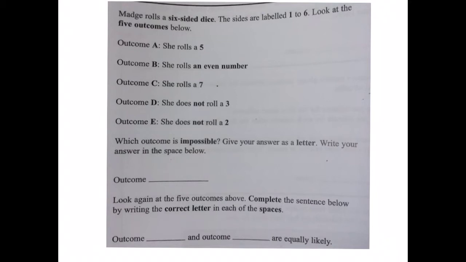Well, let's go through each of the outcomes. Outcome A, she rolls a 5, where there are 6 numbers, and one of them is a 5, so it's got 1 chance in 6. Outcome B, she rolls an even number. Again, there are 6 numbers, 3 of them are even, so it's 3 chances out of 6, 50-50 chance. Outcome C, again there are 6 numbers, and the chance that she rolls a number 7 is 0, because there are no number 7s on the dice.